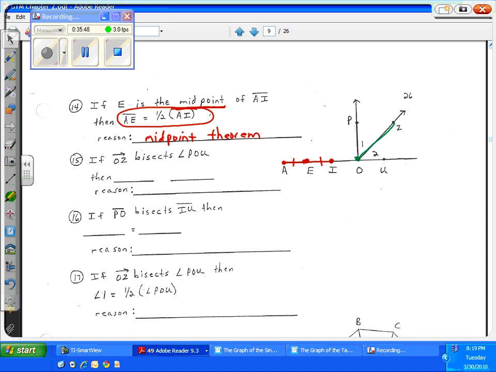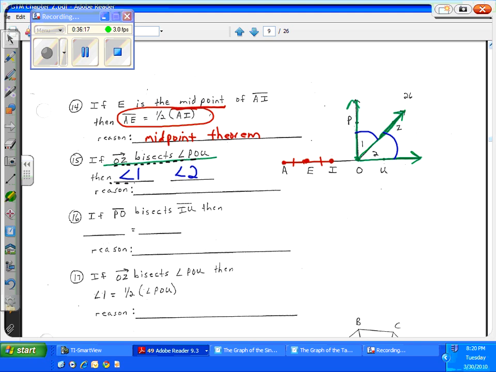Let's look at number 16. It says if ray OZ bisects angle POU, well, what do you get out of that? Well, an angle bisector is a ray that divides an angle into two equal adjacent angles. So we reach the conclusion that angle 1 is equal to angle 2.